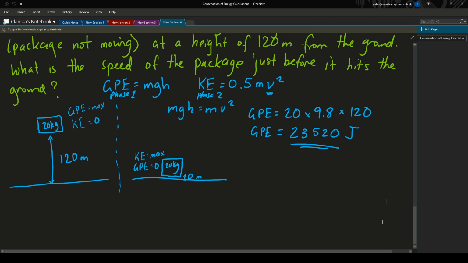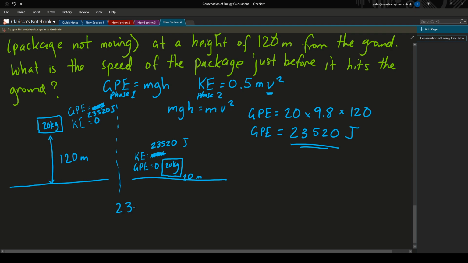Okay, let's go over the answer now. So, once again, I know because of the conservation of energy, in this case my GPE at the start was 23,520 joules, and kinetic energy was 0. At the end, kinetic energy gained and GPE became 0, so I know that would have been the same number because of the law of conservation of energy once again.